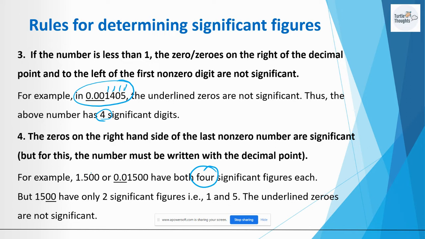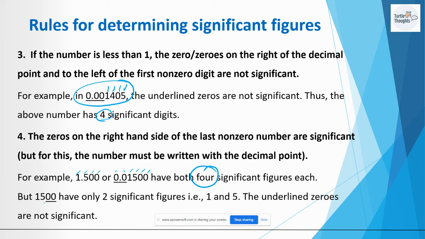Okay, why are these two zeros significant here? Because these two zeros are coming on the right side of a non-zero number. So 1, 2, 3, 4, all the digits are going to be significant in this case, because 1 and 5 are non-zero numbers and these two zeros are coming on the right side of your non-zero number. And the zeros coming to your left are not significant. So this will also have only four significant figures.